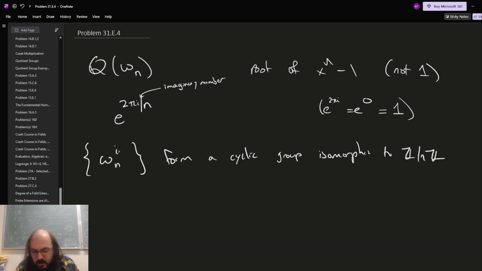Basically, if the nth power of this thing is 1, then the powers 0 through n minus 1, 0 being the same thing as n, are n complex numbers, and they multiply according to multiplication rules. So this is sort of straightforward. However, this ends up being more than a little bit useful because, for example, if you have a field that contains one of these omega n's, it contains them all.